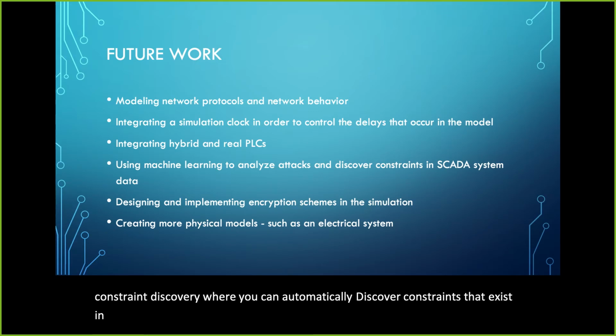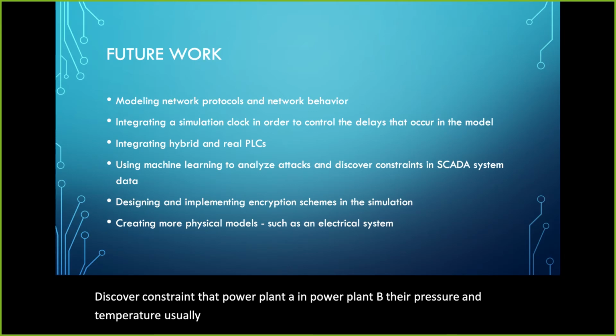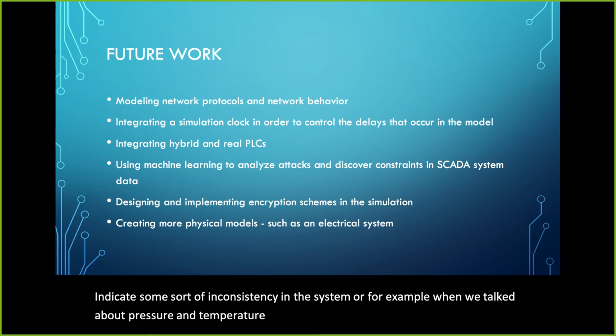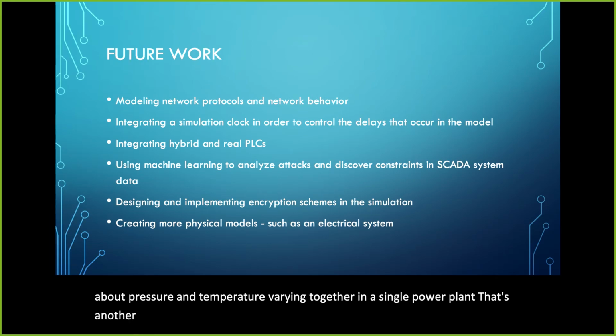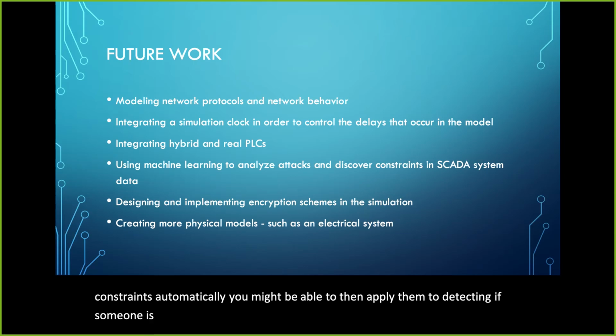So for example, you could discover a constraint that power plant A and power plant B, their pressure and temperature usually vary together. And so if they're not varying together, that might indicate some sort of inconsistency in the system. Or for example, when we talked about pressure and temperature varying together in a single power plant, that's another constraint that might exist. And if you could discover some of these constraints automatically, you might be able to then apply them to detecting if someone is inside of your system and trying to falsify stuff.